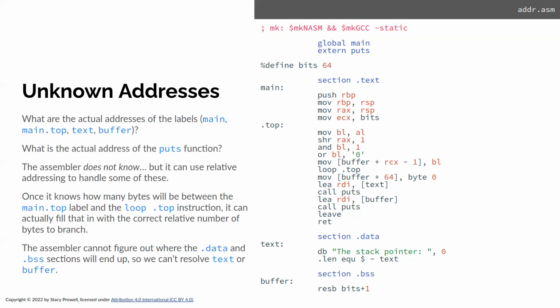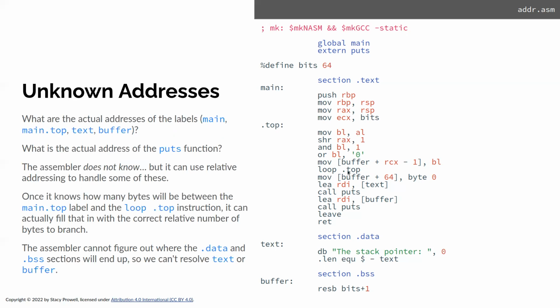Okay. What are the actual addresses of the labels? So what's the address of main, of top, of text, and buffer? What are those addresses? Well, the assembler doesn't know. That's the job of the linker to figure that out. But the assembler does know how many bytes each of these instructions is going to take up, because it's done that part. And so when we have this loop top, it doesn't know the address of top, but it knows how many bytes from here to here, actually from the start of this instruction up to here. And so it can fill that in.